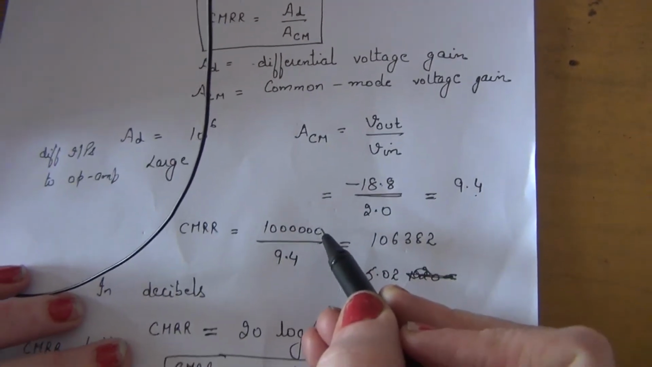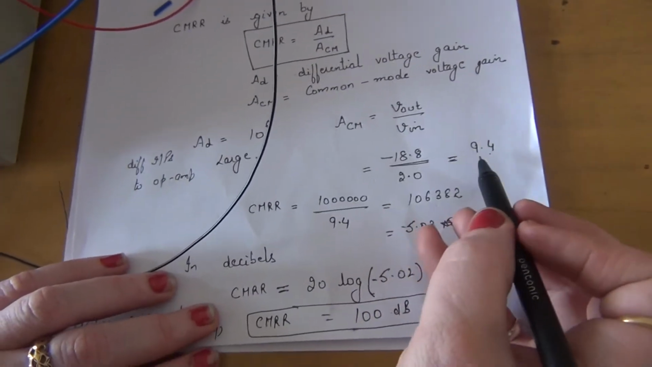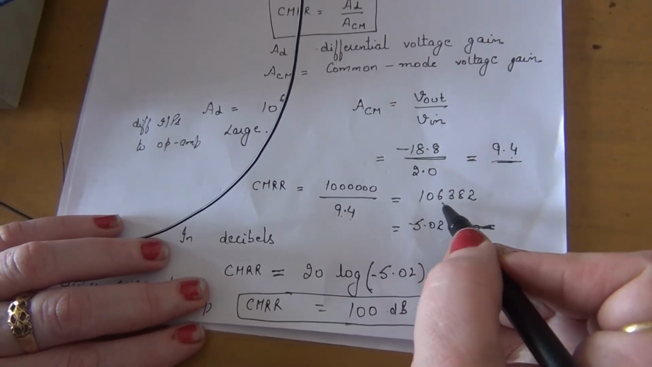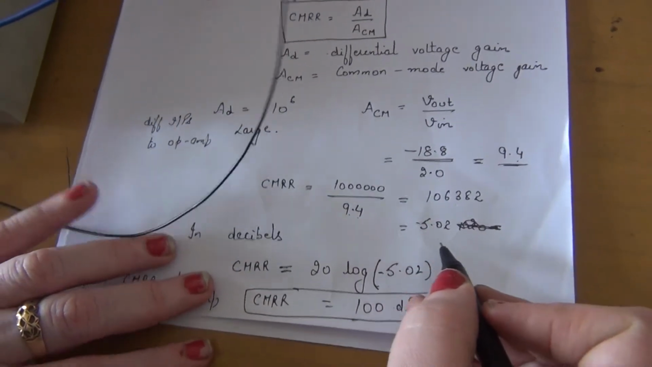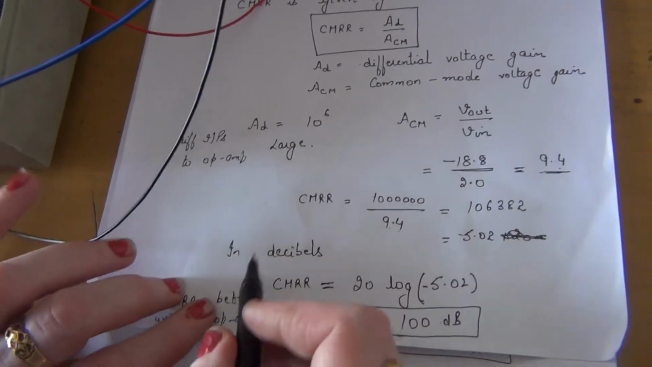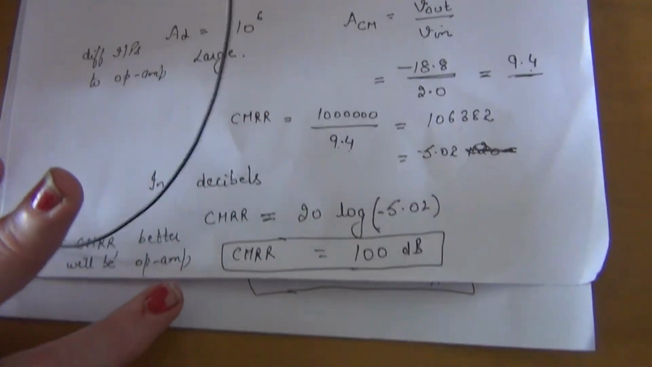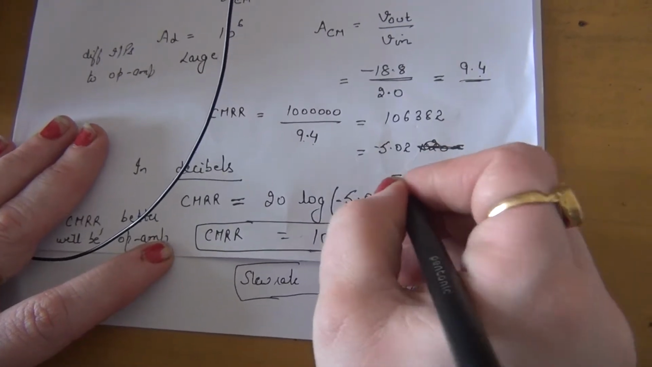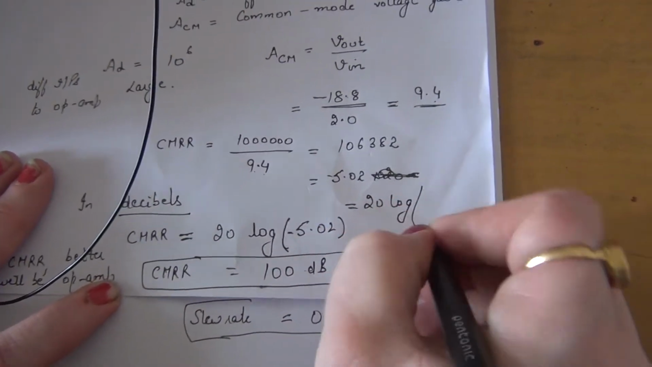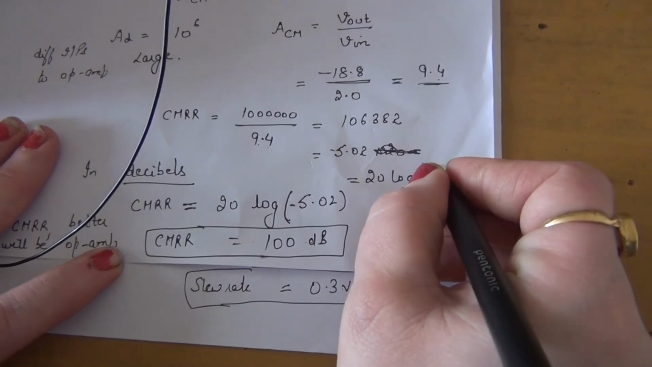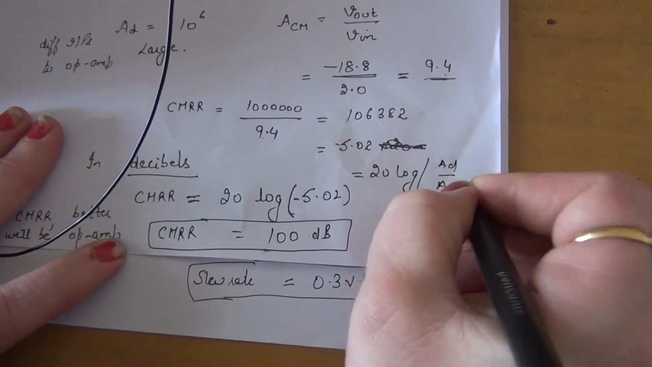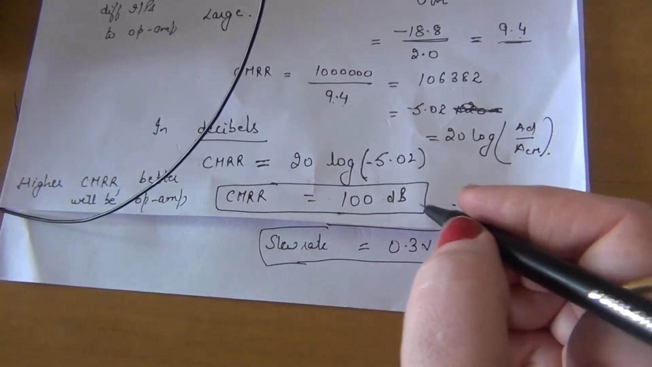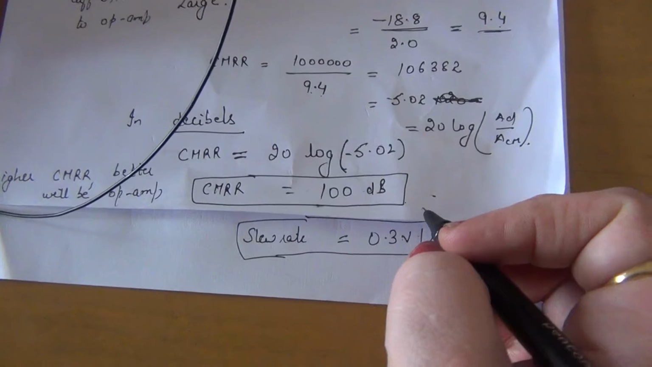Differential gain is 10 raised to power 6. Common mode gain we have calculated as 9.5. It will give 106,382. CMRR is calculated in decibels. So in decibels we have to multiply this with the log: 20 log AD upon ACM. Now we get the value of 100 dB. By calculating all these, we get the CMRR 100 dB.